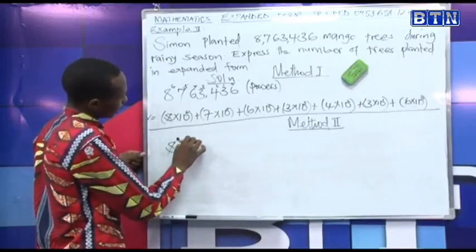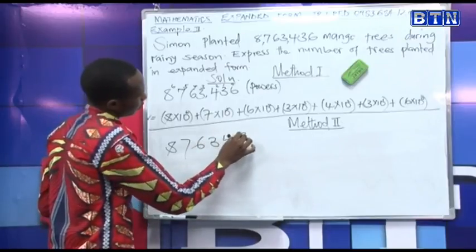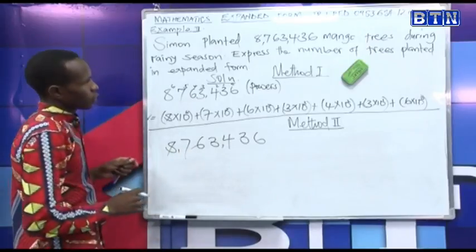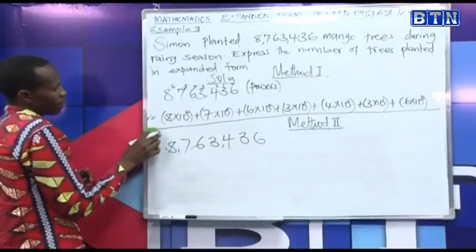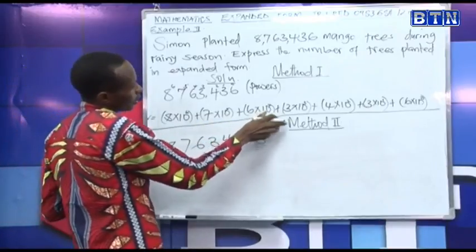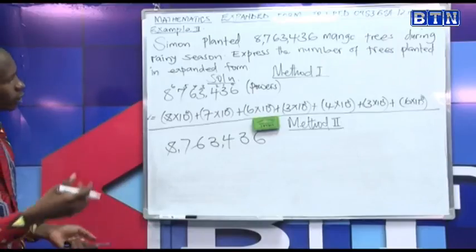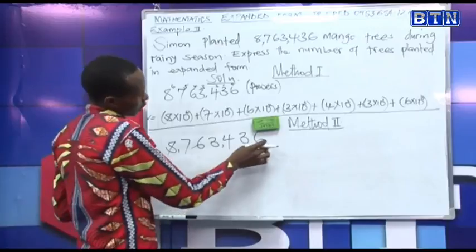We have 8, 7, 6, 3, 4, 3, 6. So this is what we are going to look at. I want us to use values now in the second method. The first method we have used powers. I want now the second method we use values. We said here we shall call them the place values.